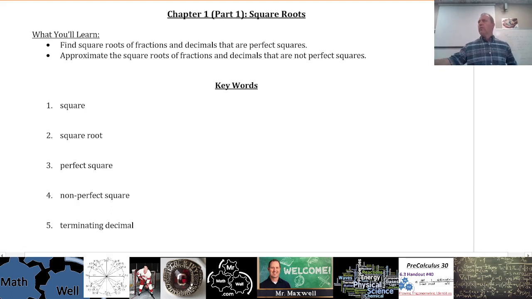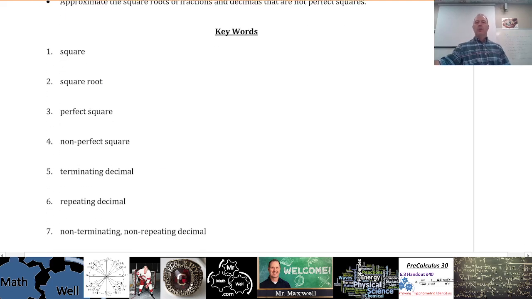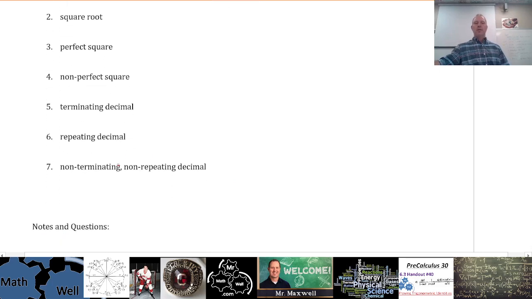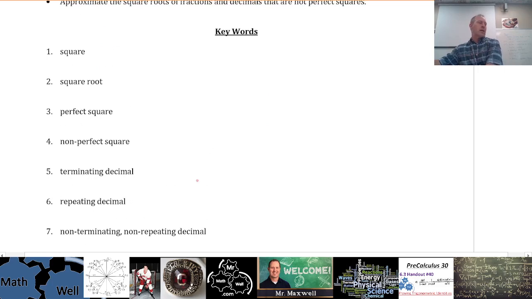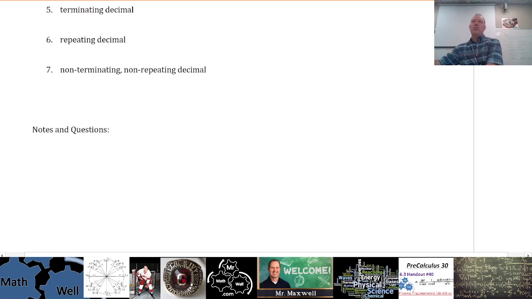So some terms that you want to pay attention to as we move through the chapter: square, square root, perfect square, non-perfect square, terminating decimal, repeating decimal, and non-terminating, non-repeating decimal. As we go through the lessons, I will explain what these terms mean, and it's a good idea for you to come back to this first page in your notes and fill in the definitions as we go along, or at the end of every day, make sure you have this filled in. This will be some good study notes for you as well.